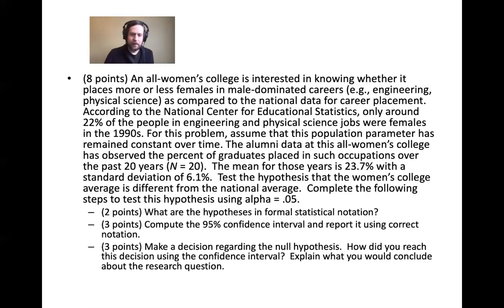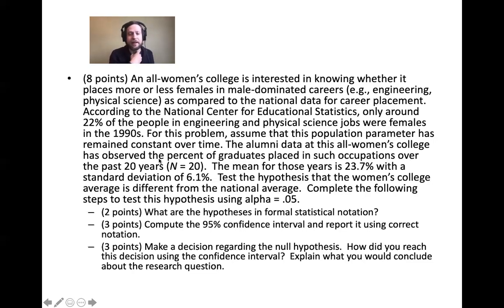The alumni data at this all-women's college has observed the percent of graduates placed in male-dominated occupations for 20 years. So this is kind of an interesting setup. Usually the sample size would be like 20 different people, but in this particular study, they're considering the sample size as 20 different years.